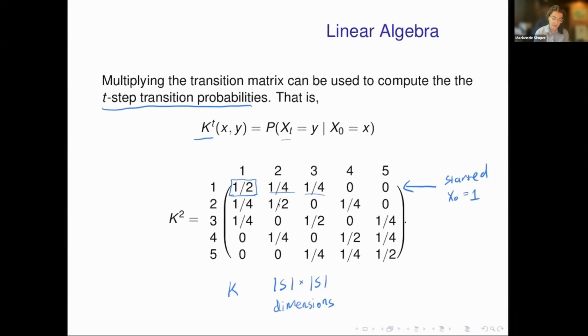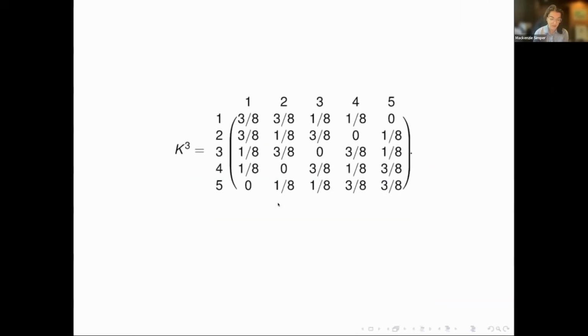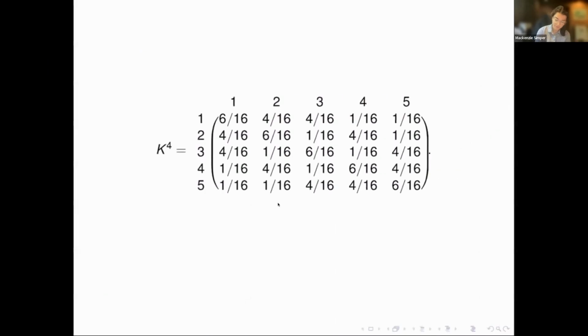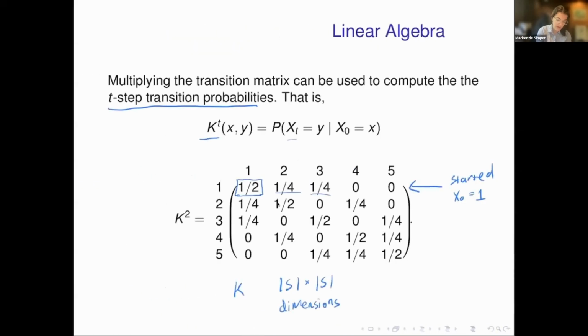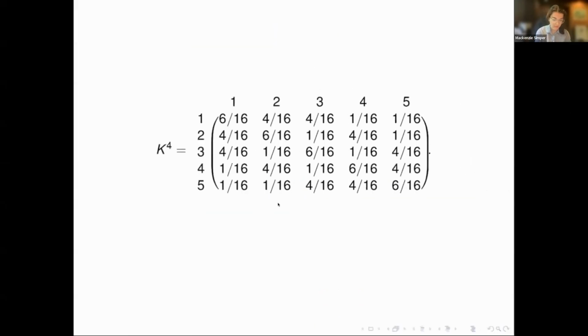I wrote down what it looks like for a couple more steps. So this is K to the 3, after 3 steps, after 4 steps, and so on. You can see the probabilities are spreading out. At first, if we started at 1, then after 2 steps, it's likely we're going to be close to 1 already. But after 4 steps, if we started at 1, there's still the highest chance that we're at 1, but now there's some chance that we've spread out more and we're at higher numbers.